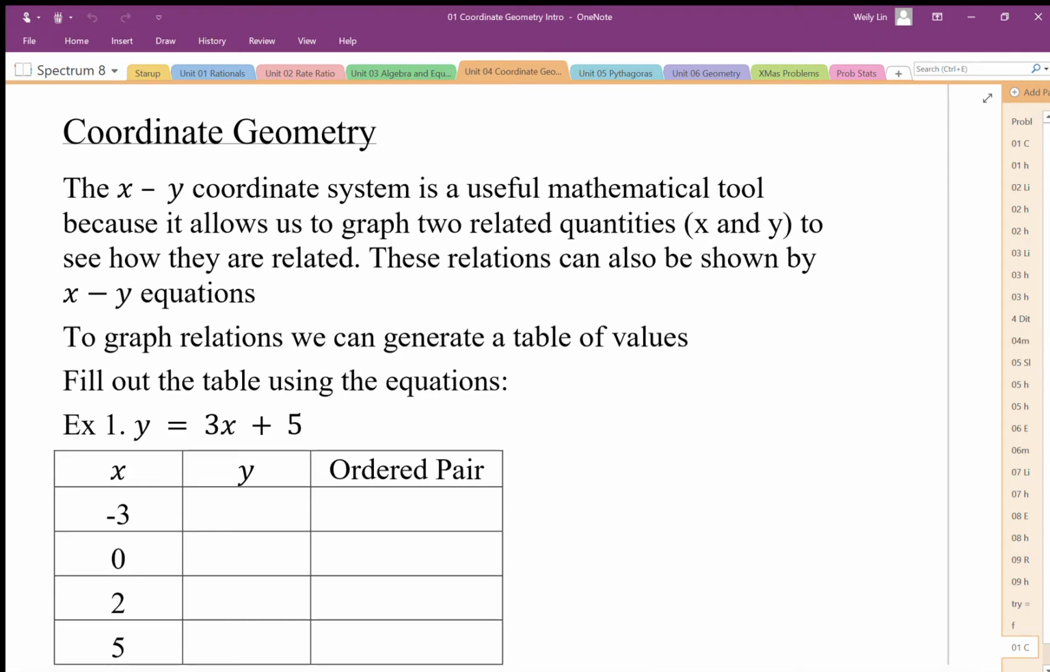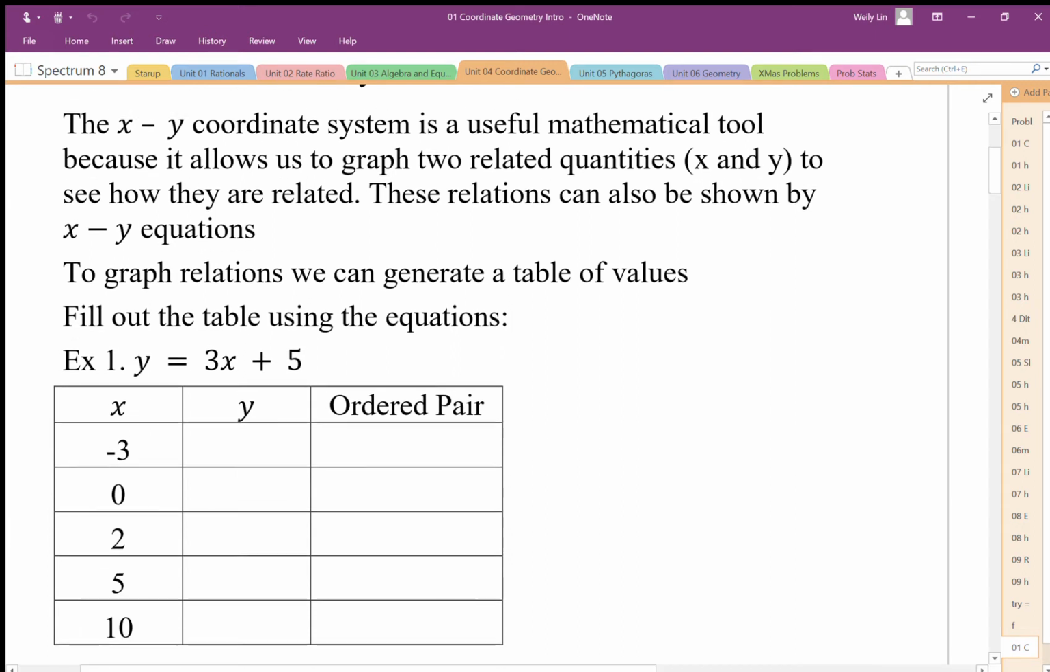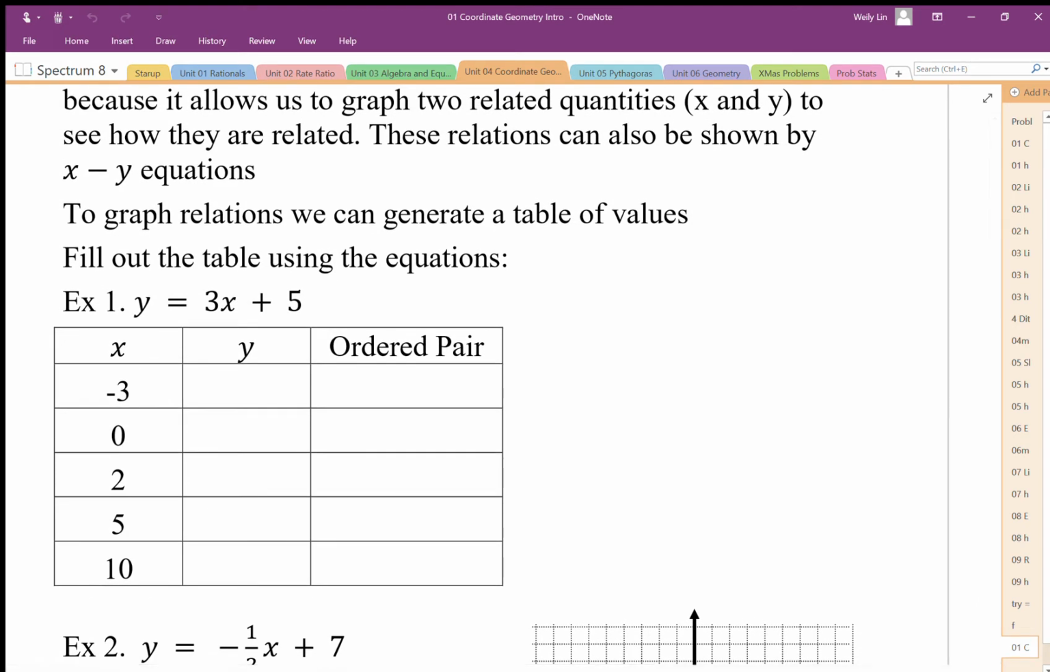So coordinate geometry is using the XY coordinate system to see how X and Y variables can be related to each other. So any two quantities can be related to each other, and we can show how they're related to each other through a graph. XY relations can be through tables, equations, or pictures. What we're going to do is start with the equations, and use the equation to generate XY pairs. And those XY pairs can then be graphed on the coordinate plane.